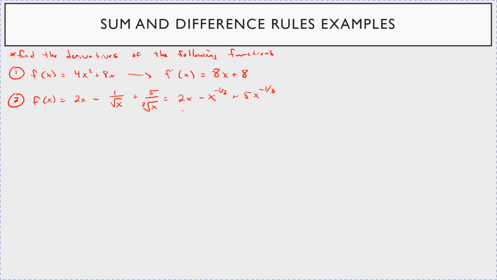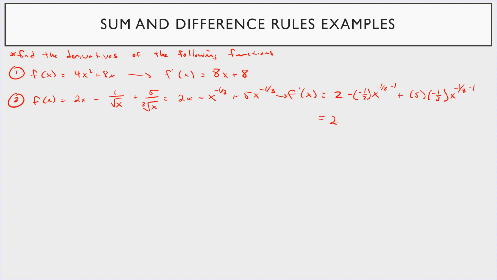So now when you go to find f prime of x, the derivative of 2x is just 2, minus, bring the 1/2 down, so minus 1/2 comes down, x to the minus 1/2 minus 1, plus 5, bring the minus 1/3 down, x to the minus 1/3 minus 1.